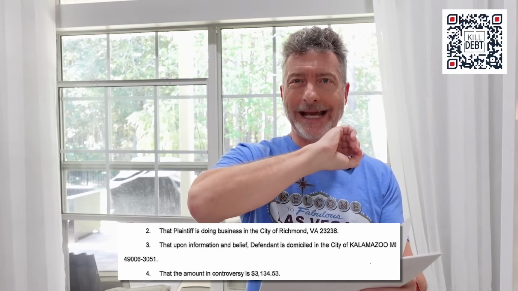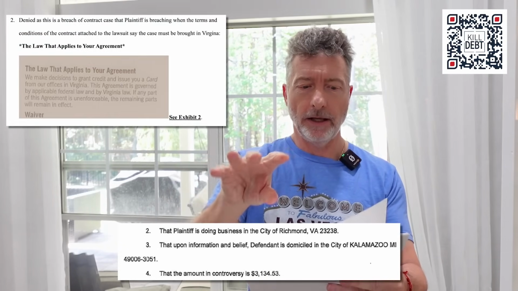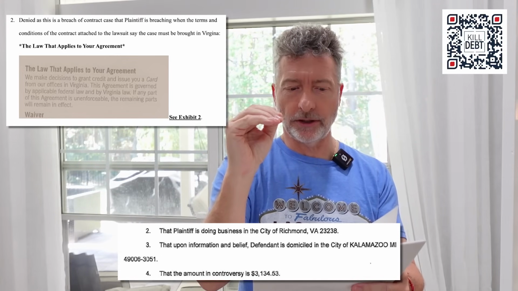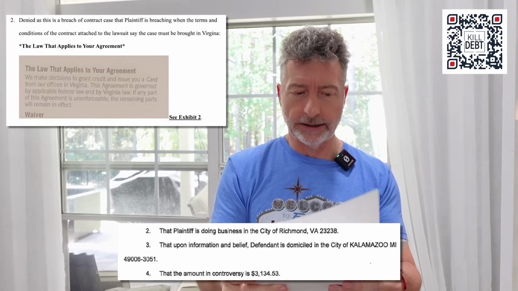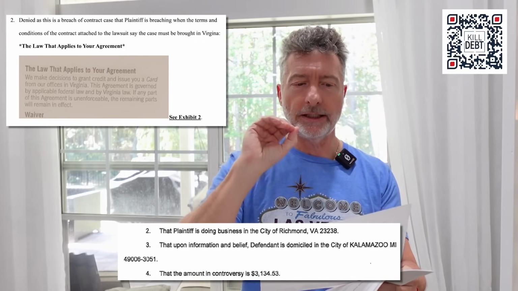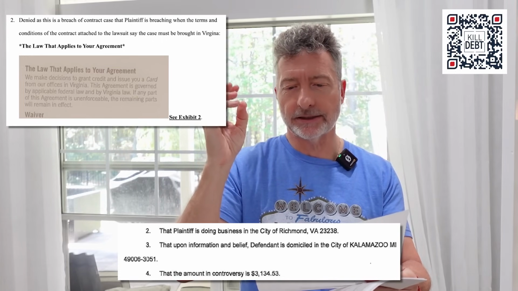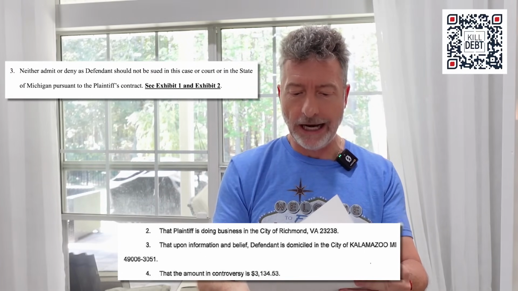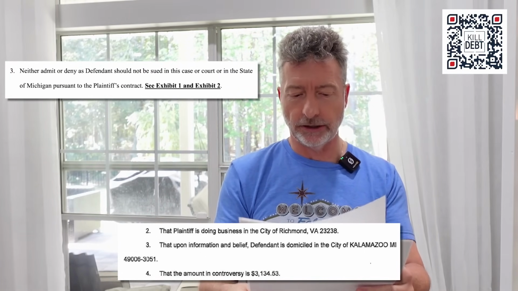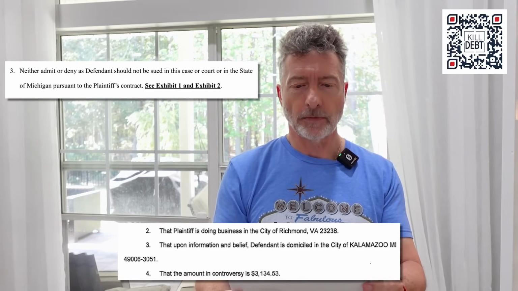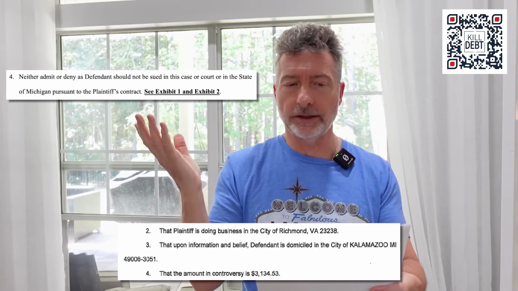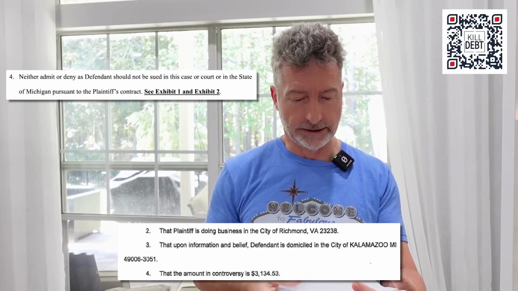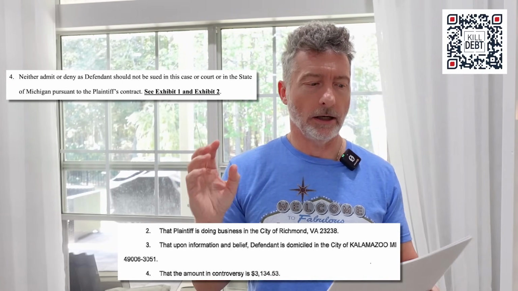So let's do number 2, answer. The answer to paragraph 2. And as we said before, the law that applies to your agreement doesn't apply to this case. So you put in number 2, denied. Number 3 is, upon information and belief, defendant is domiciled in the city of Kalamazoo. Okay, I put, neither admit nor deny it, because defendant should not be sued in this case or court in the state of Michigan. Look at the plaintiff's contract. Number 4, here's the answer to number 4. Neither admit nor deny. Defendant should not be sued in this case or court. See their own document. So now they're going to get into their argument against you.